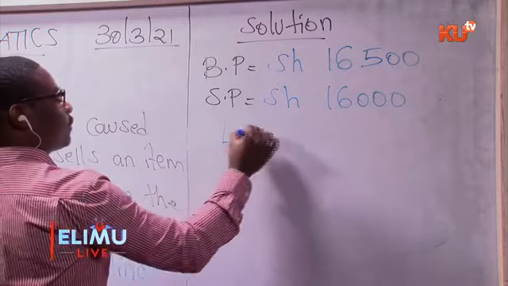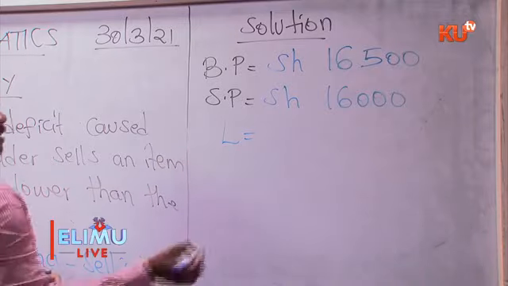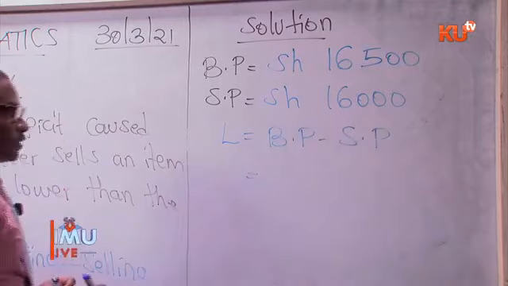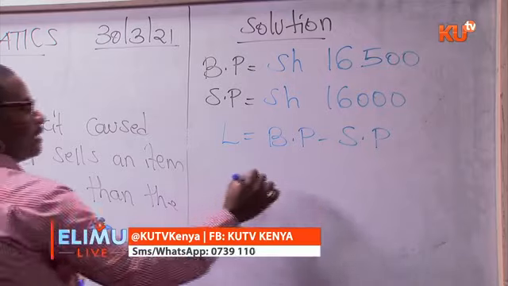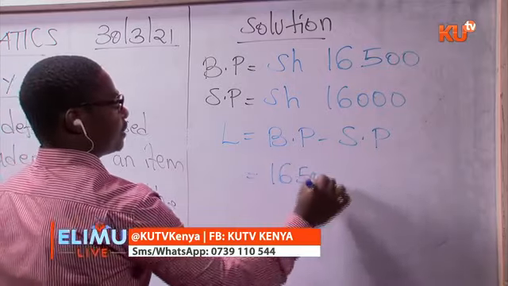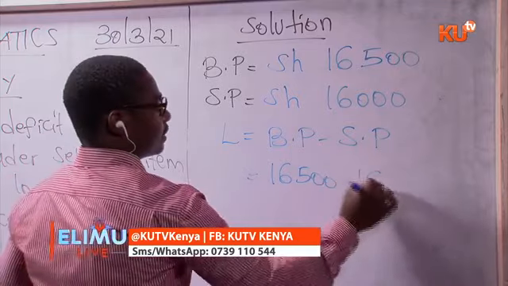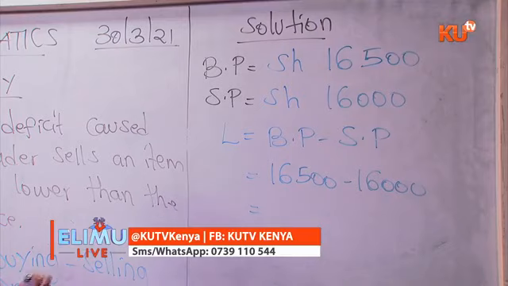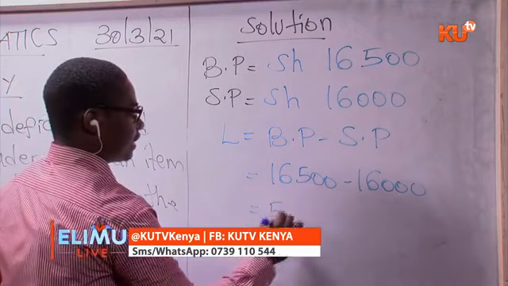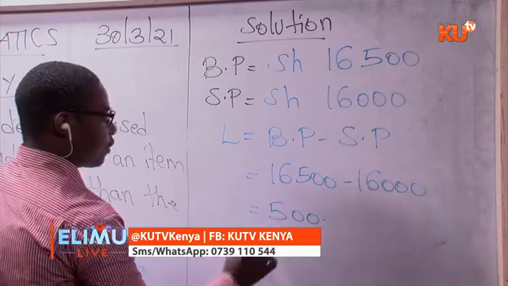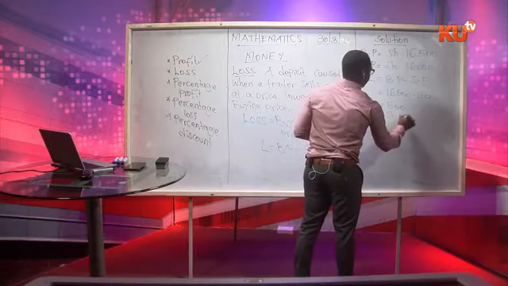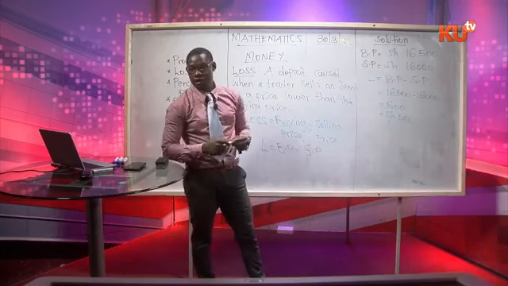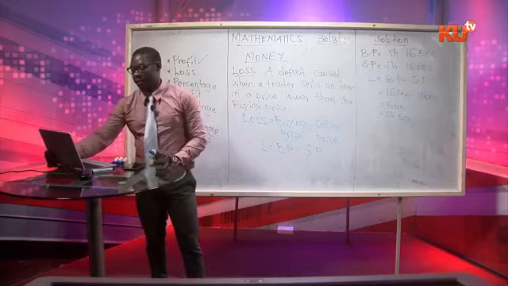So the formula for loss, everybody say it. Buying price minus selling price. Correct, I believe that is what you said. So the buying price here is 16,500 shillings and the selling price is 16,000. When you subtract 16,500 minus 16,000, your answer is 500. So therefore, our loss is 500 shillings. I believe you calculated and got that as the right answer.